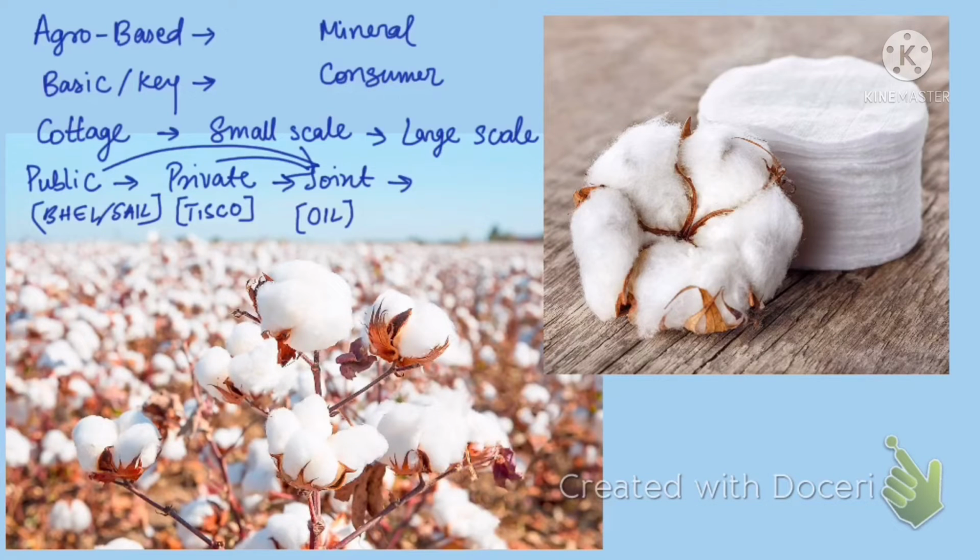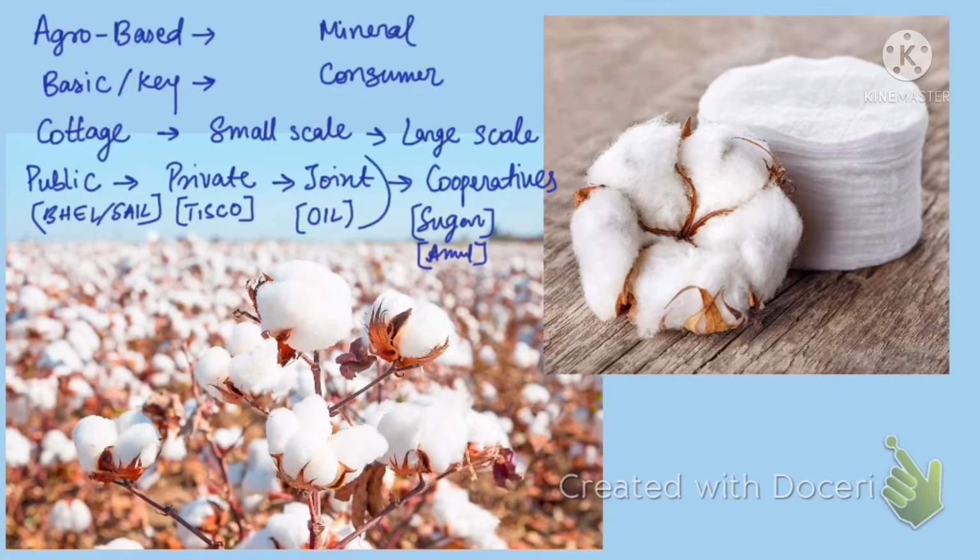Fourthly, it is the cooperative sector, where people own the industry, they have shares among themselves and they divide the profit or the losses, whatever comes. So the sugar industry in Maharashtra is running very well under cooperatives. Also the coir industry in Kerala, and Amul, which is not there in your textbook, but it's an example of it. And the example of joint sector is Oil India Limited, OIL.